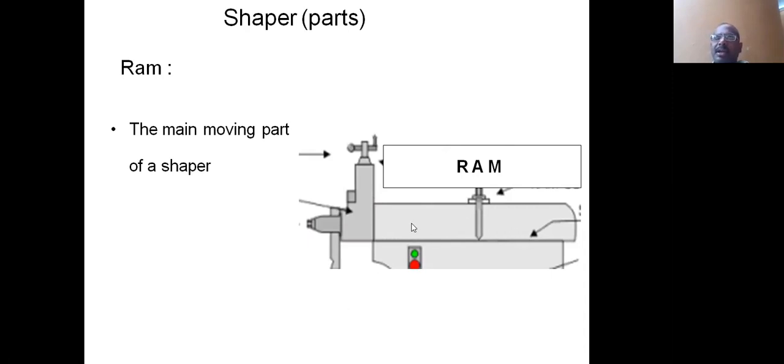Observe very carefully. The RAM slides over the column, and at one end it carries the important part. What is that important part in any machine? The important part is the cutting tool. Remember, the main important part is the cutting tool. Always it is very, very essential.